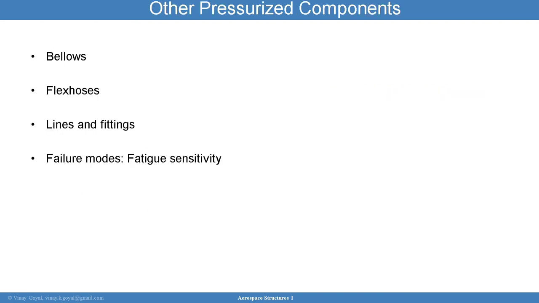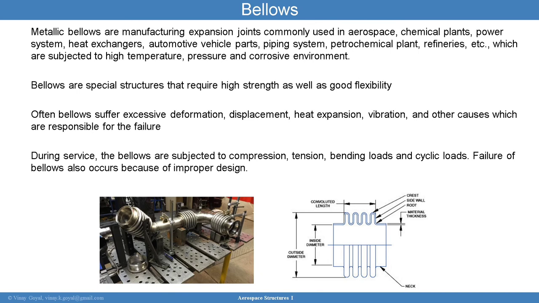Other pressurized components include bellows, flex hoses, lines, and fittings. And we also have failure modes. Typically, fatigue sensitivity becomes a problem. Here are examples of a bellows, where bellows are typically used in launch vehicle design. They're used to allow flexibility in lines, because lines want to vibrate, they want to excessively deform due to the high heating, maybe due to vibration, displacement, heat expansion.